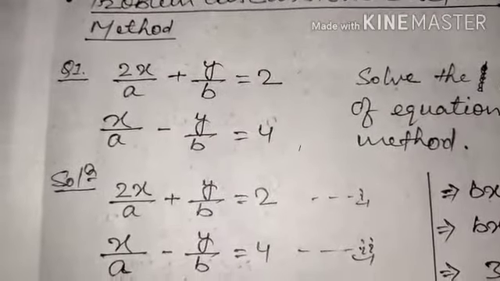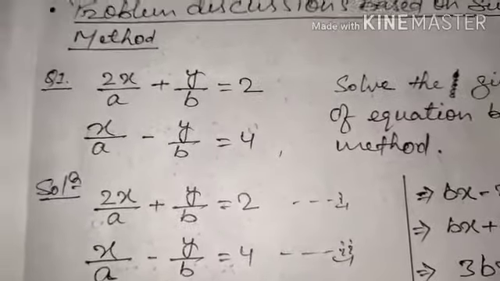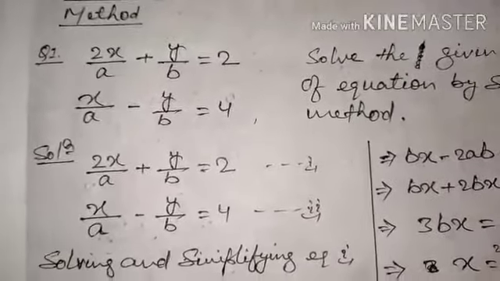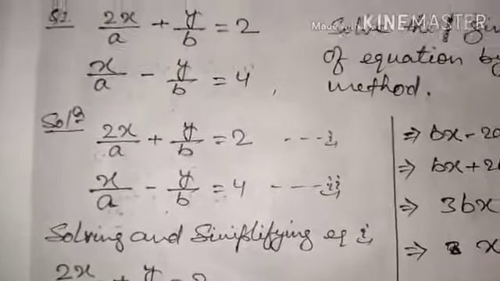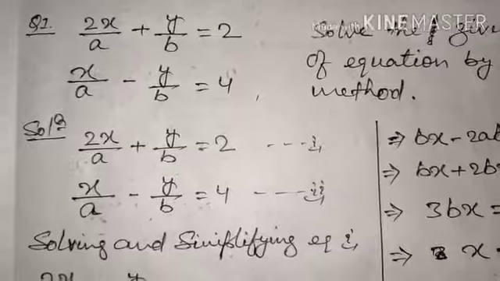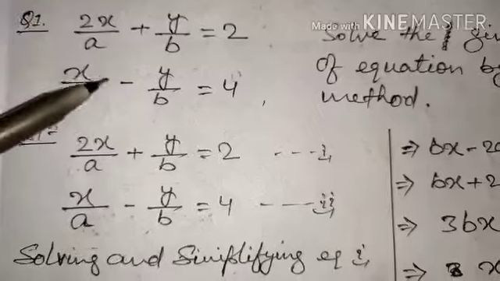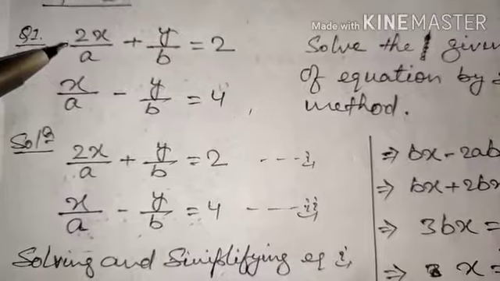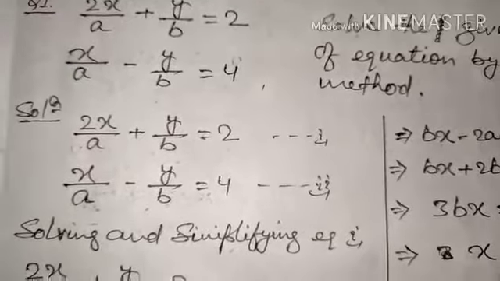This question will be a bit difficult because instead of using numbers, the symbols, the alphabets will be used to solve. So in this question we'll get the answer not exactly as a numeral value, it can be in terms of a and b also. Here are two variables, x and y. Let's start. The first equation is 2x by a plus y by b is equal to 2, and the second equation is x by a minus y by b is equal to 4. So this pair of equations we have to solve.